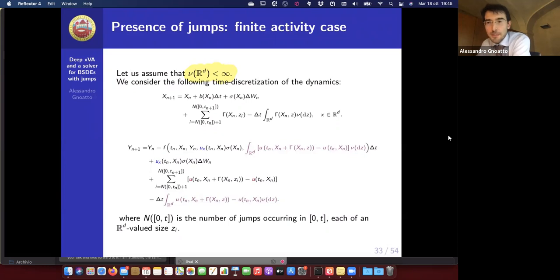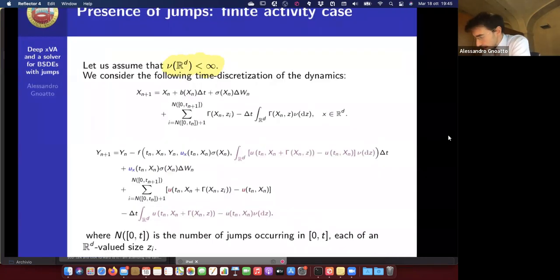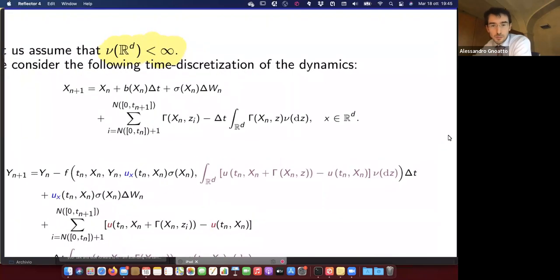So I'm talking about compound Poisson processes, jump processes with finite variation and finite activity. This means that when I discretize the forward component, I can easily write something of this form, and I can split the stochastic integral with respect to the compensated Poisson random measure in the following way.